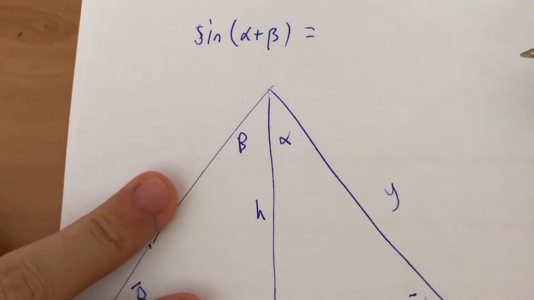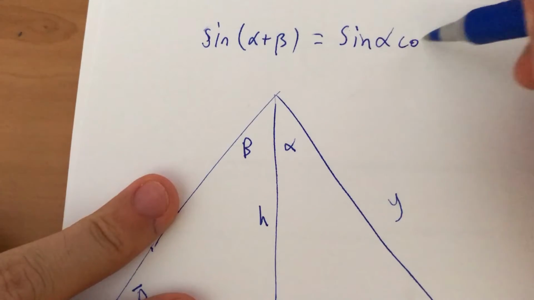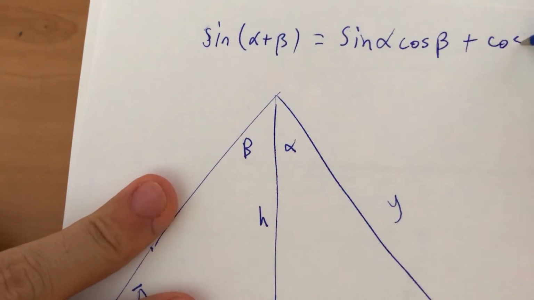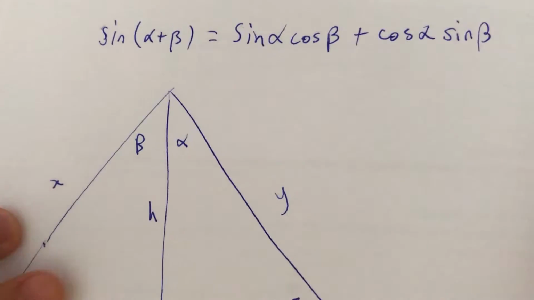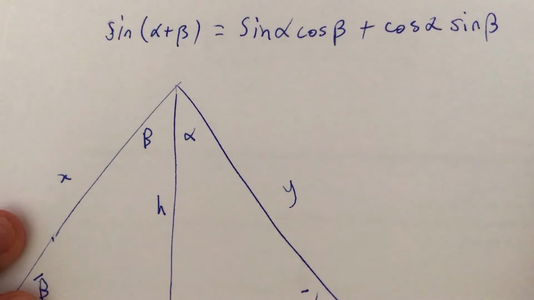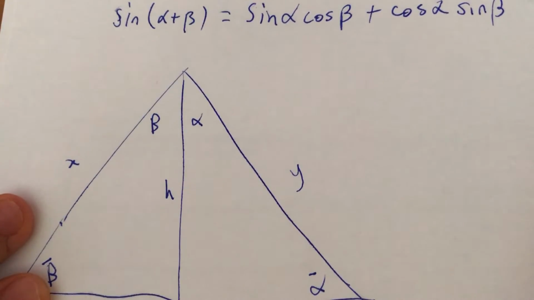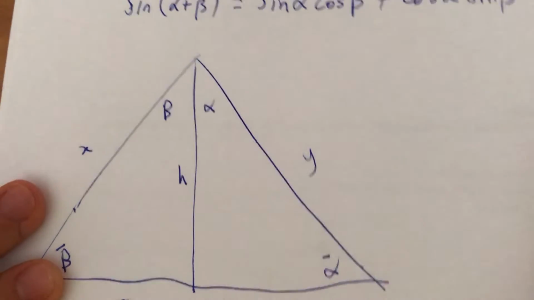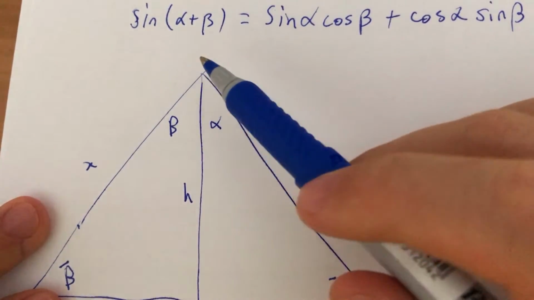So I was thinking about this angle sum formula. Sine of alpha plus beta equals sine alpha cosine beta plus cosine alpha sine beta. And I was thinking about deriving it. I couldn't remember having done it before, but it's not too difficult. Okay, so let's assume that alpha and beta are both acute.